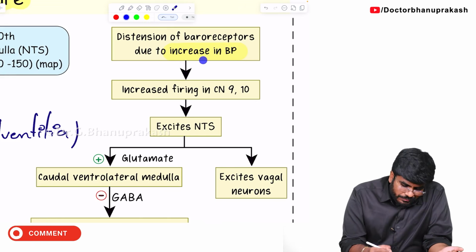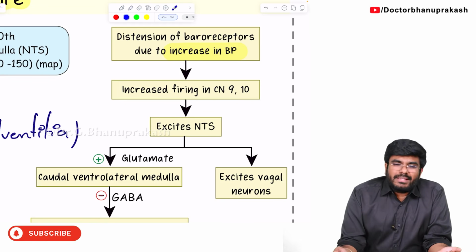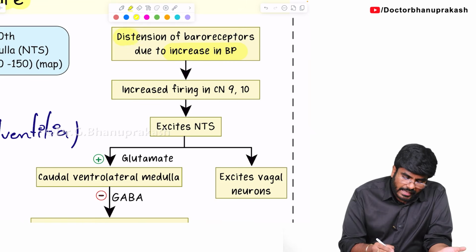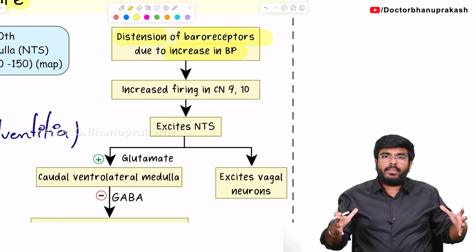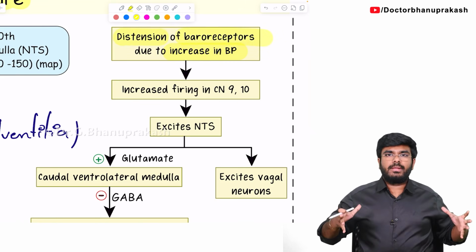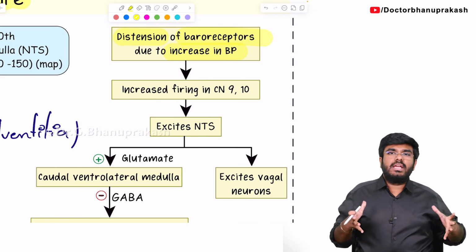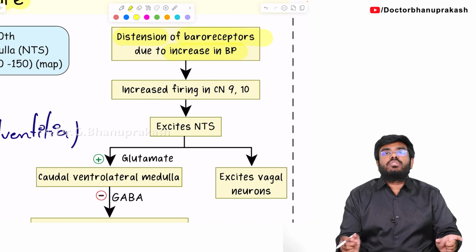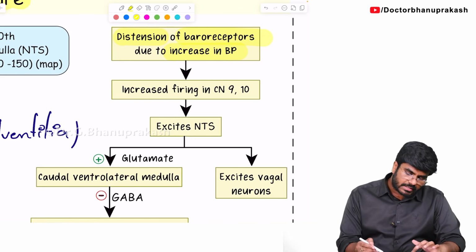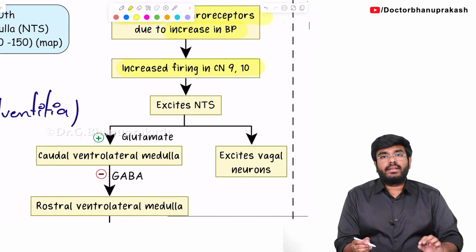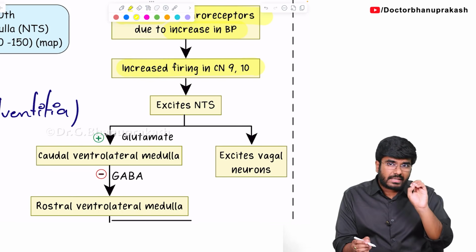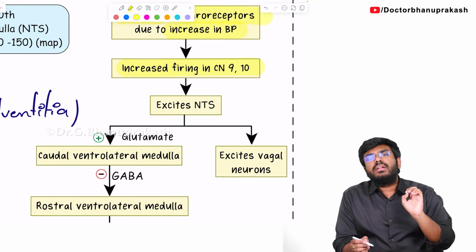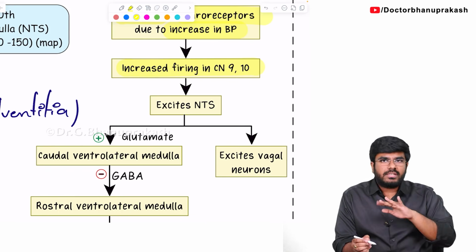Whenever your BP increases, which receptors are activated? The increase in BP is going to cause the activation of the baroreceptors, or the distension of the baroreceptors. Now the blood vessels are getting stretched because of the BP. That stretch is going to cause the distension or activation of these baroreceptors. Now they will give the information to the 9th and 10th cranial nerves, this electrical information of action potentials. Now the 9th and 10th cranial nerves are carrying more and more action potentials.